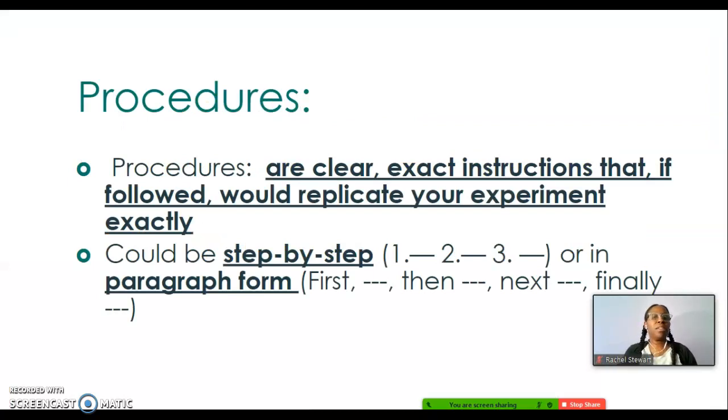Procedures must be clear and exact instructions that, if followed, would replicate or copy your experiment to a T, okay? You can either use step 1, step 2, step 3, or you could use first I did, then I did, next I did, and finally this happened.